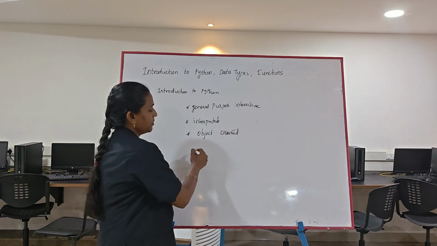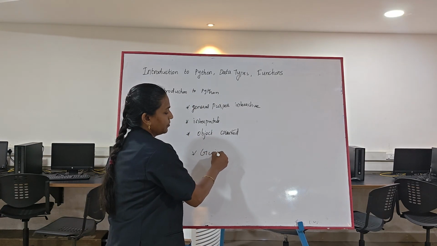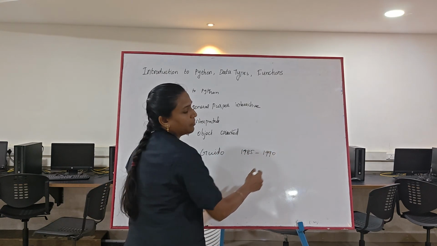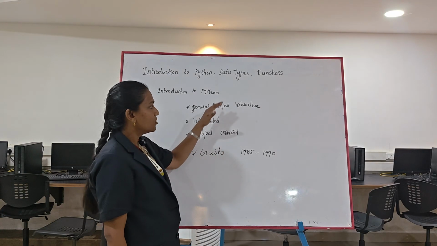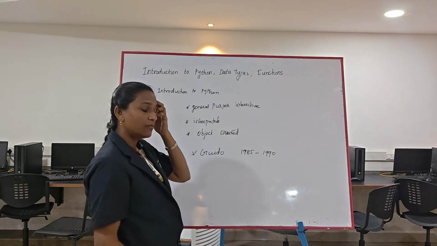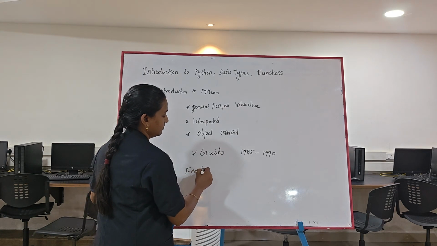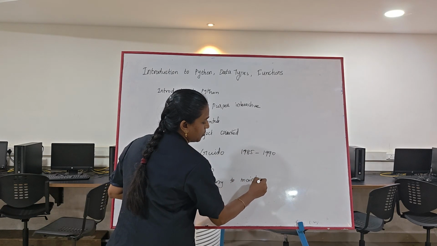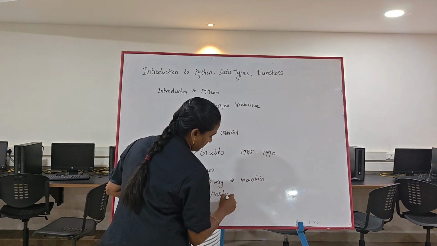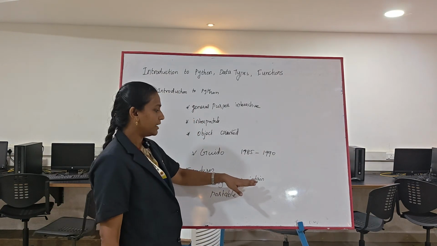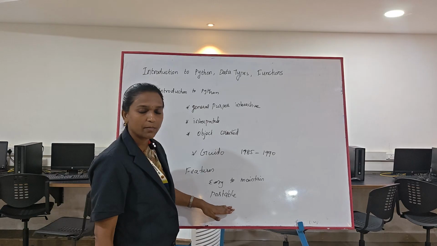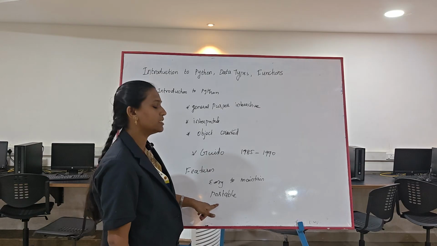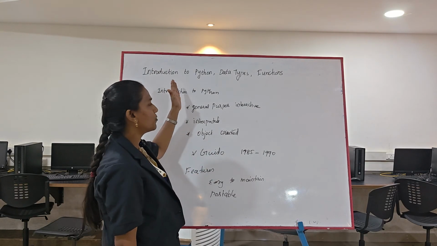It was invented, that means created, by Guido van Rossum during the years 1985 to 1990, but it was released in 2000. Some of the important features of Python are easy to maintain and portable. So we can maintain the Python code very easily, and portable means we can run the Python code on various hardware platforms. These are the features of Python.